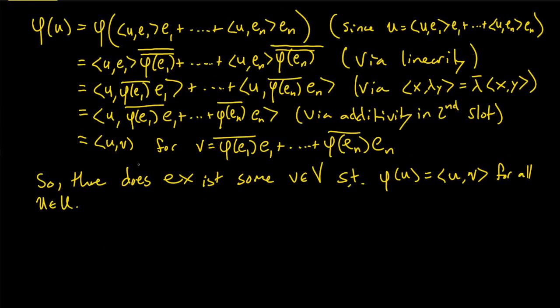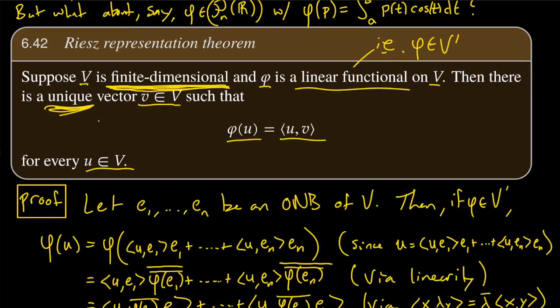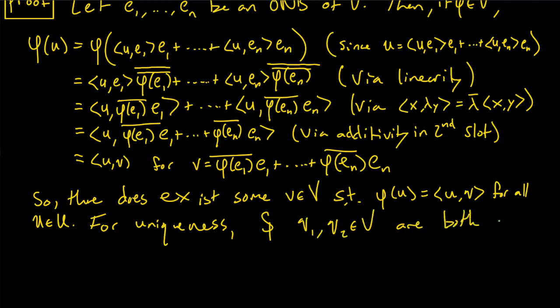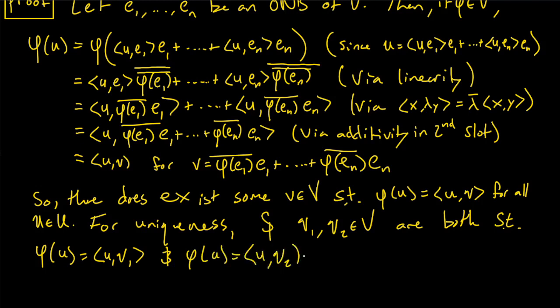Okay, now we have one other piece right here. So we said that there is a vector such that this happens. But we got a big claim here, uniqueness. For uniqueness, suppose that v1 and v2 in V are both such that phi(u) equals the inner product of u with v1 and phi(u) equals the inner product of u with v2.